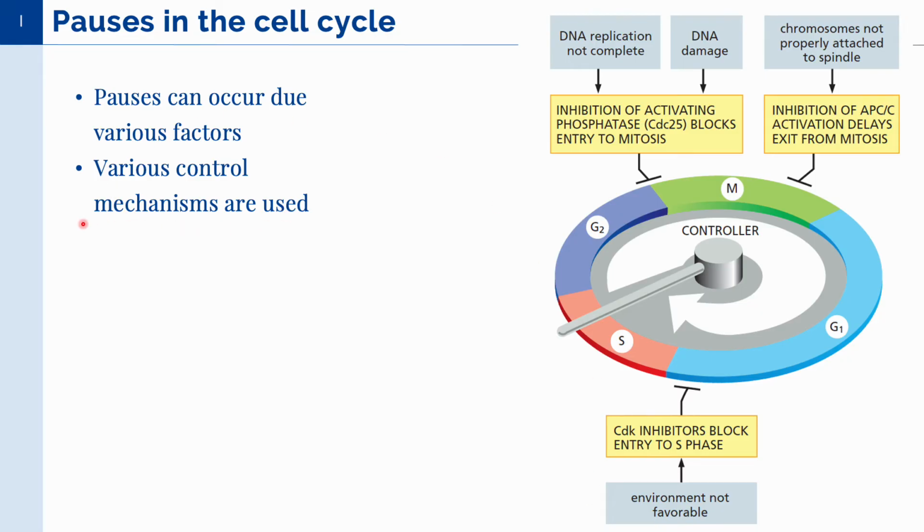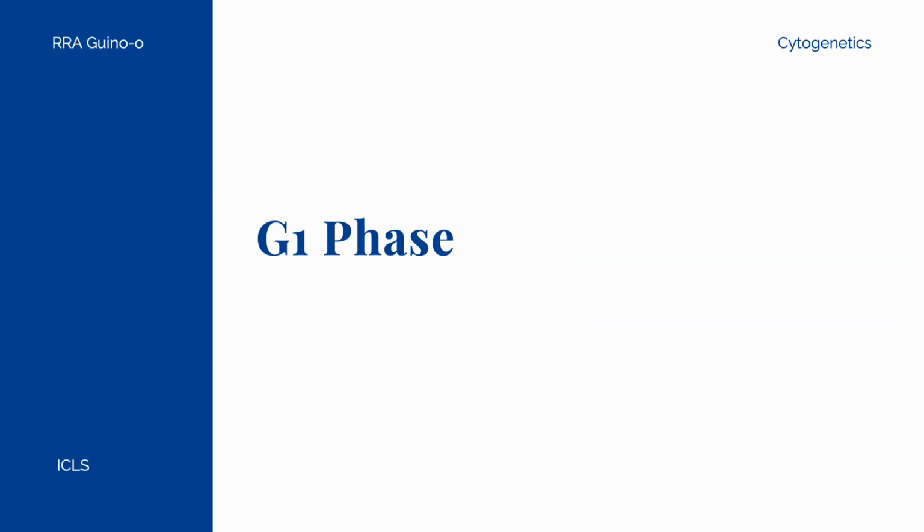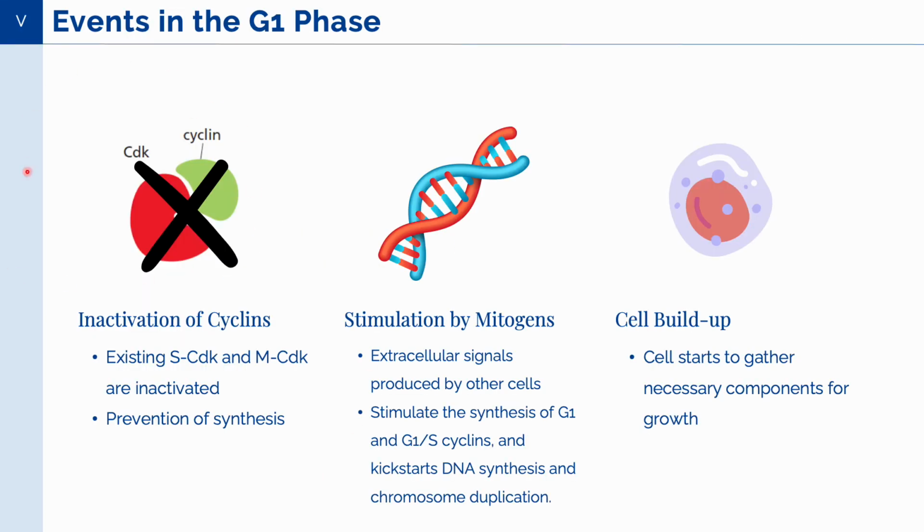And the mechanisms it can use can also be varied, and some examples were given in the previous slides. Let's now move on to specific examples of starting and pausing the cell cycle at each phase. First, we will start with the G1 phase. This slide is showing the different events that occur in the G1 phase.